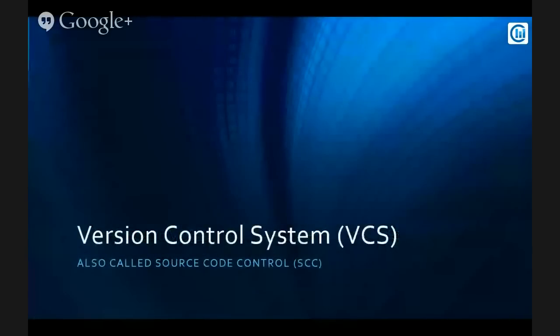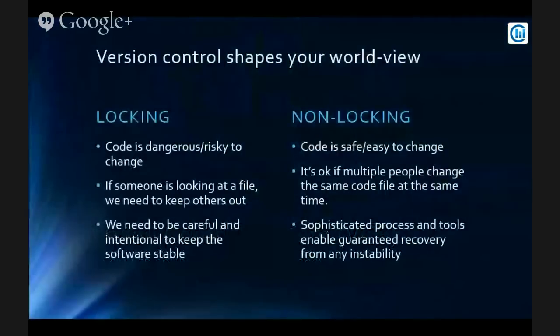Let's get into the version control system. It's also called source code control, SCC, or VCS. There's two types, locking and non-locking. A lot of the non-locking crowd will say non-locking has one. It's also called distributed version control. Locking is centralized, where it says, okay, only one person can modify one file at the same time.